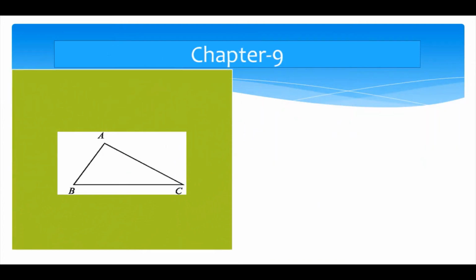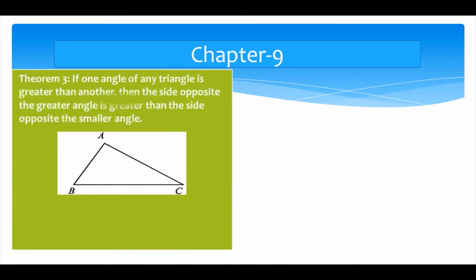Now, theorem number 3, this is the general enunciation. If one angle of any triangle is greater than another, then the side opposite the greater angle is greater than the side opposite the smaller angle. Again I am saying, if one angle of any triangle is greater than another, then the side opposite the greater angle is greater than the side opposite the smaller angle.